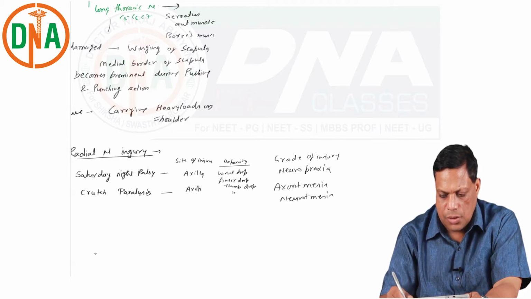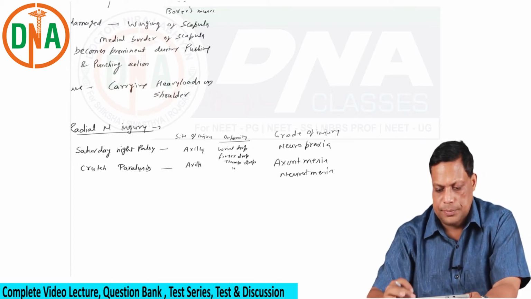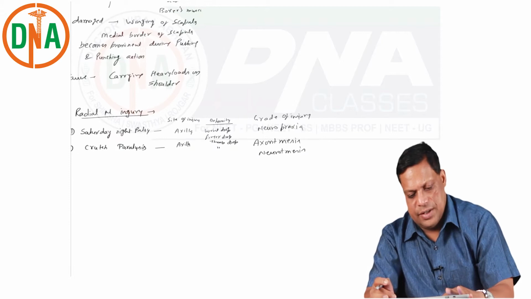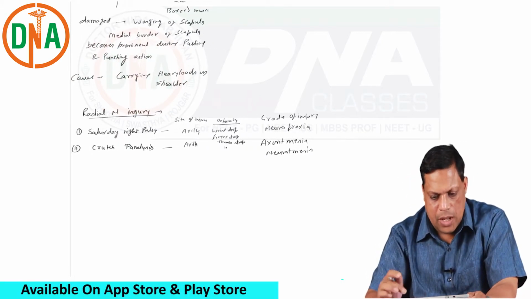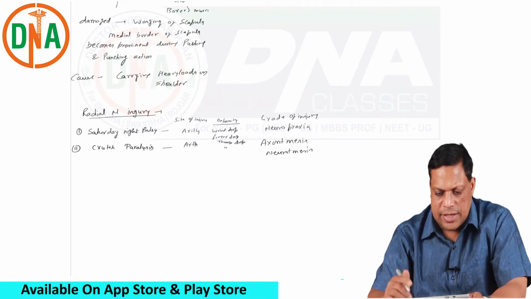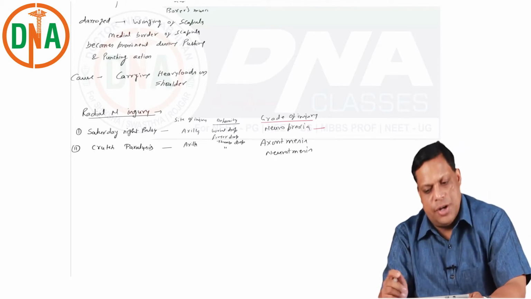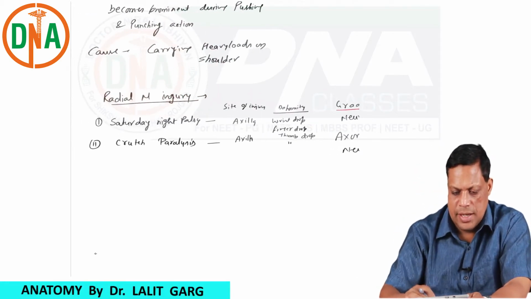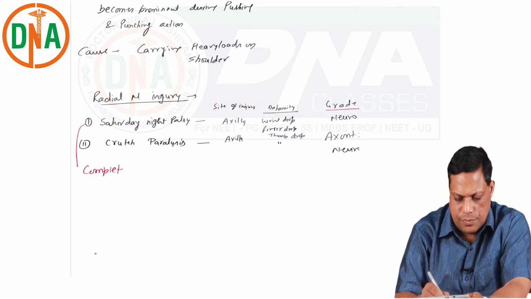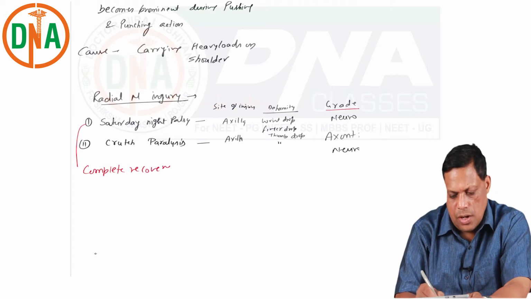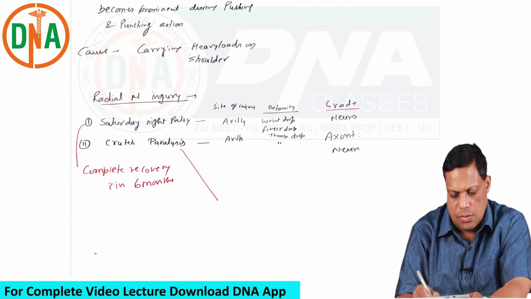and neurotmesis. So this is the difference: the severe grade of injury is in crutch paralysis. In Saturday night palsy, it is a neuropraxia, a superficial nerve injury. In Saturday night palsy, there is complete recovery within 6 months.